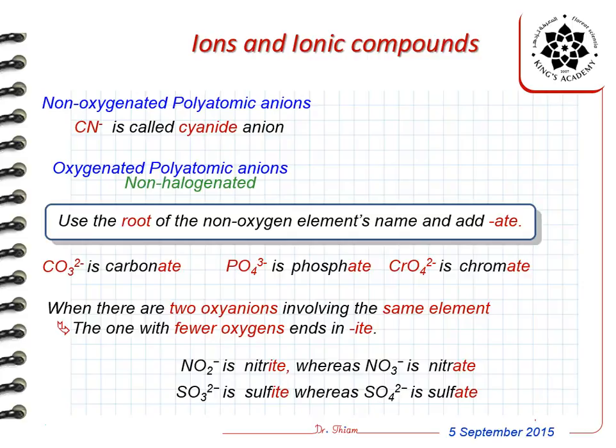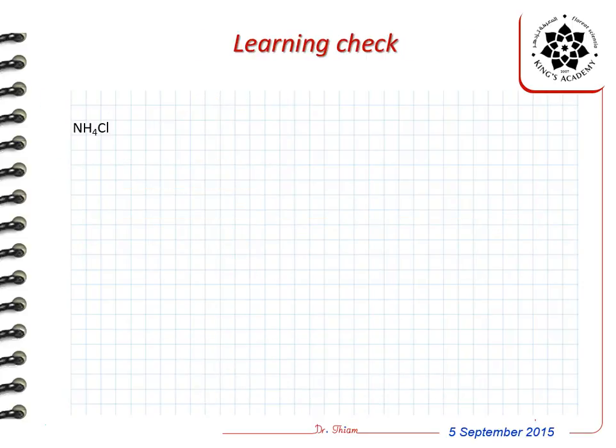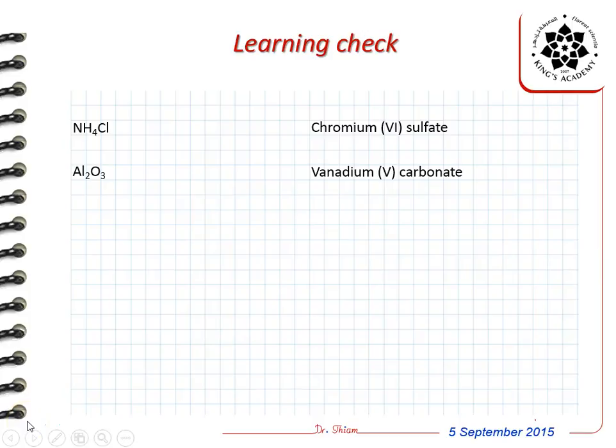Another example, SO3 2- is sulfite, and SO4 2- is sulfate. There are not many of these, so don't worry too much. Just focus on knowing this rule and you should be fine. All right, let's hit some examples, the learning check. Now, do you think you can name these? I'm going to stop here. This is what you need to do for practice, and the rest of them we'll do tomorrow.